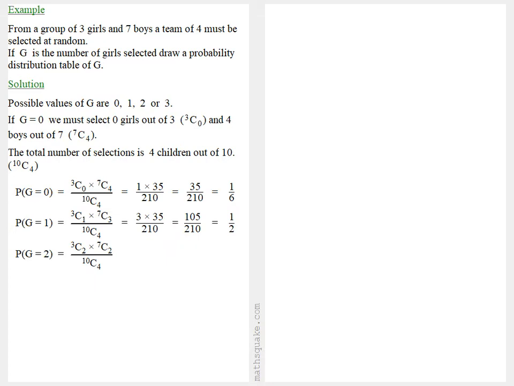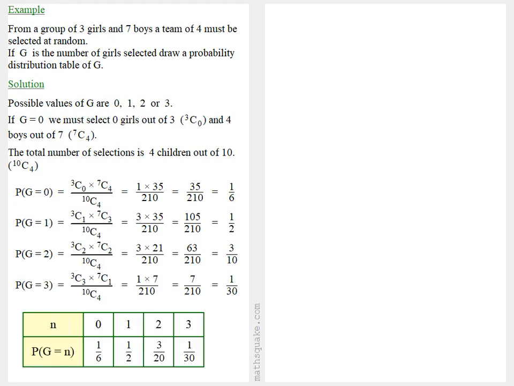So that's 3C2 times 7C2 over 10C4, which is 3 times 21 over 210, which is 63 over 210. This cancels to 3 over 10. Now the probability of getting 3 girls means we've got to select 3 girls out of 3 and 1 boy out of 7. So it's 3C3 times 7C1 over 10C4, which is 1 times 7 over 210, or 7 over 210. This cancels to 1 over 30. And if we put those in a table, that gives us our answer.